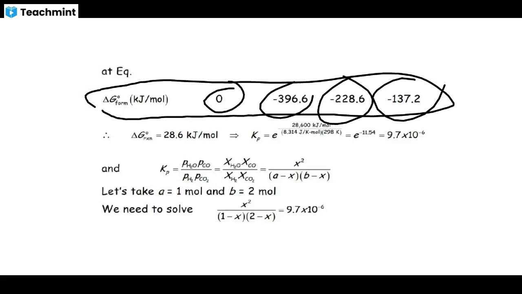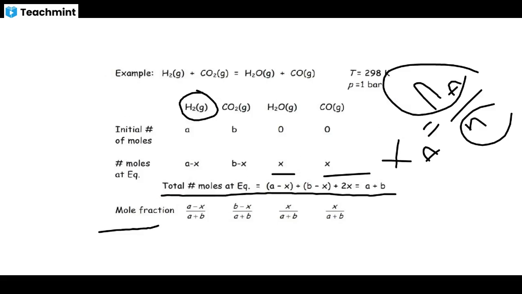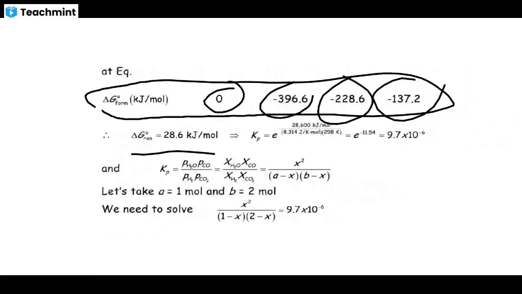So delta G for the reaction is obtained by adding all these, with the stoichiometric numbers here all one. Product minus reactant, you get 28.6 kilojoule per mole.